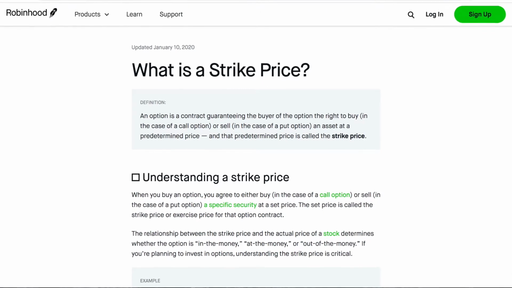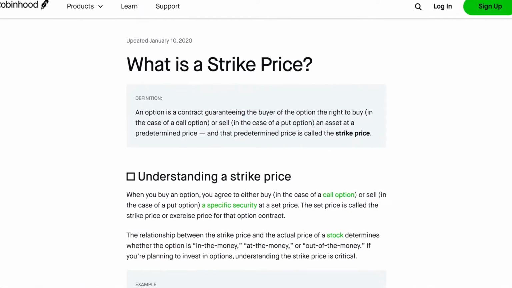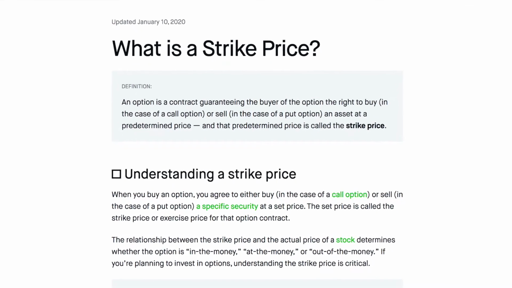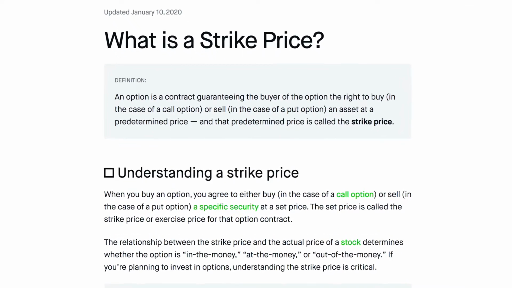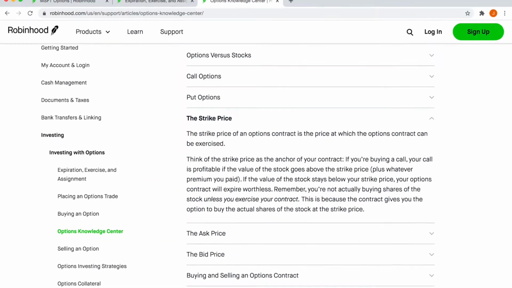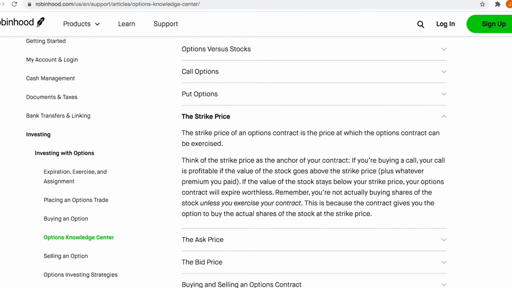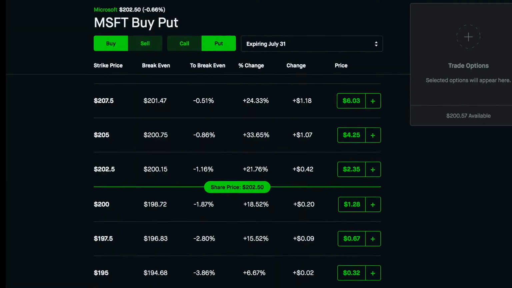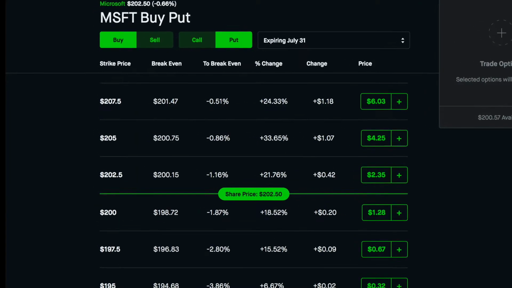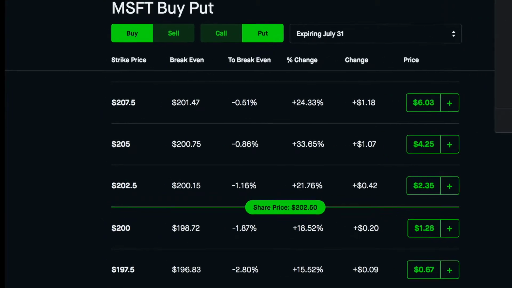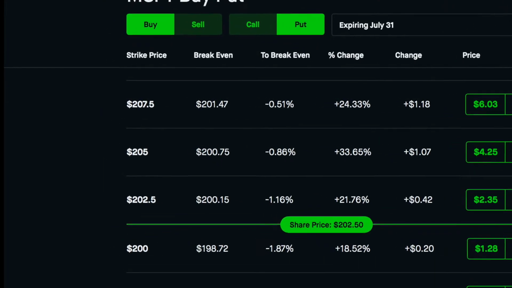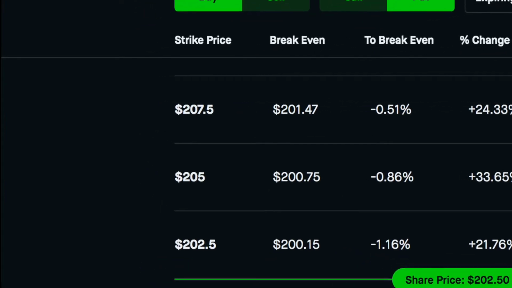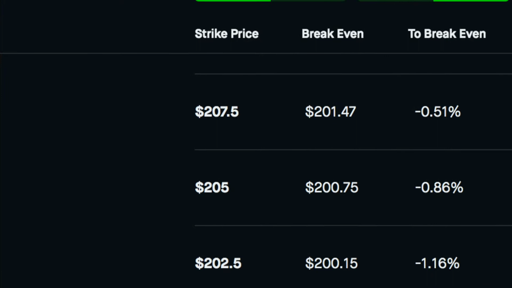Now, you might be asking, what is a strike price? When you buy an option, you agree to either buy for call options or sell for put options a specific stock at a set price. The set price is called the strike price or exercise price for that option contract. As I explained before, the relationship between the strike price and the actual price of the stock determines whether the option is in the money or out of the money or at the money. If you're planning to invest in options, understanding the strike price is critical.